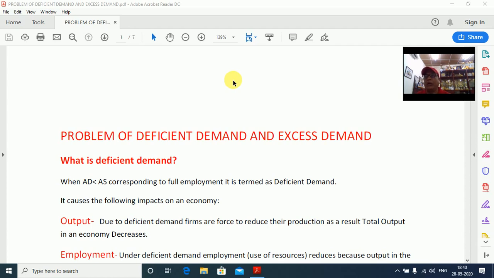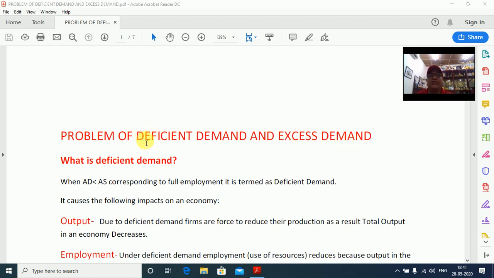And there the problem of deficient demand arises, where aggregate demand becomes less than aggregate supply corresponding to full employment. The other equilibrium is beyond full employment, and in that case the problem of excess demand arises, where AD is greater than AS corresponding to full employment. So both deficient demand and excess demand must be checked for the smooth functioning of any economy.